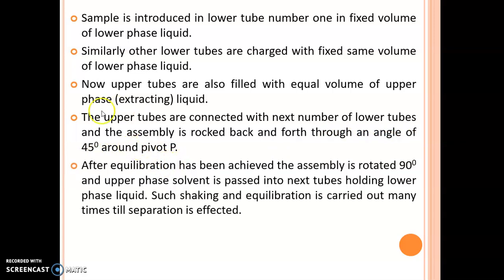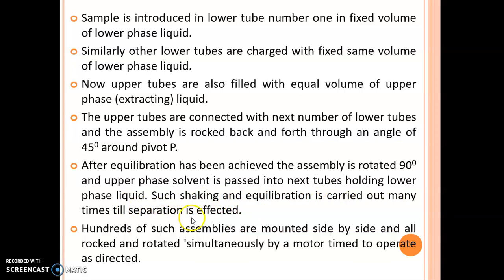After equilibration has been achieved, the assembly is rotated 90 degrees and the upper phase solvent is passed into the next tubes holding lower phase liquid. Such shaking and equilibration is carried out many times. All separation is affected. Hundreds of such assemblies are mounted side by side and all rocked and rotated simultaneously by a motor timed to operate as directed.